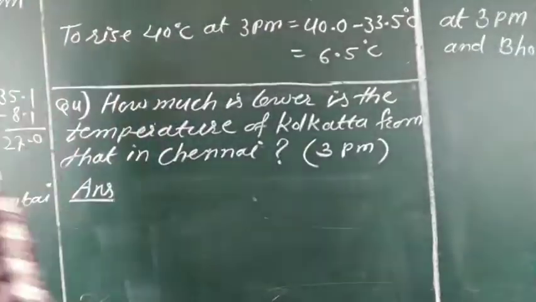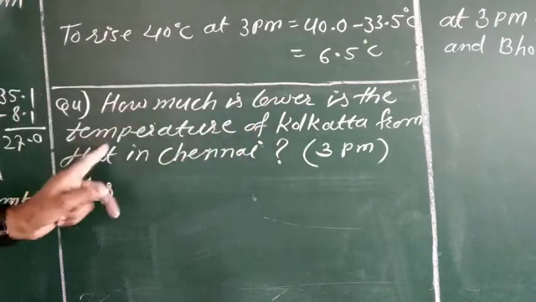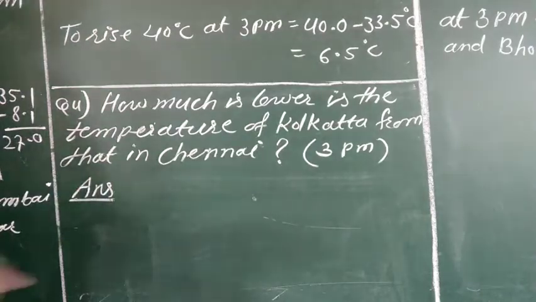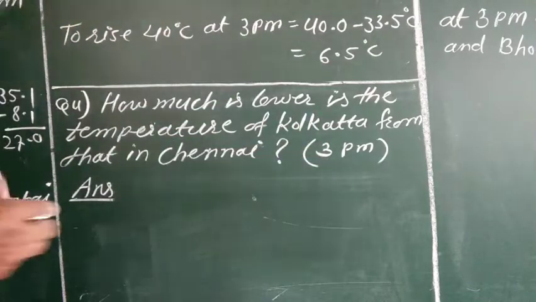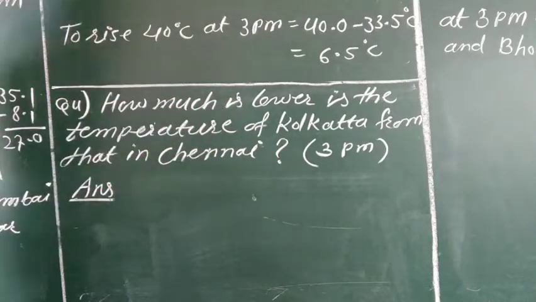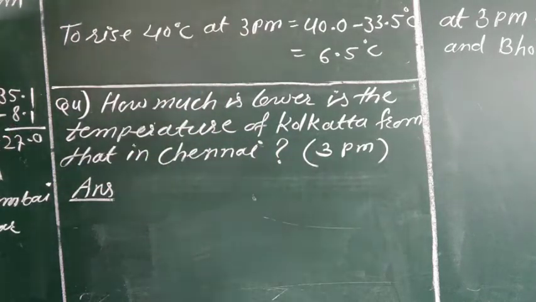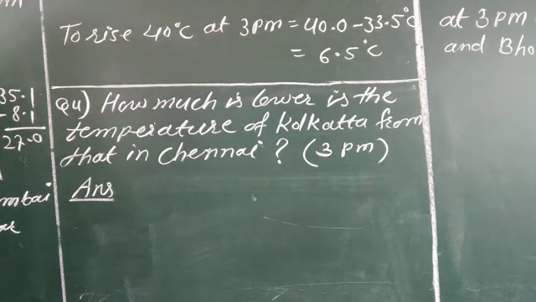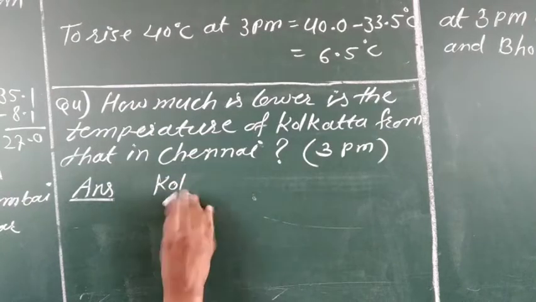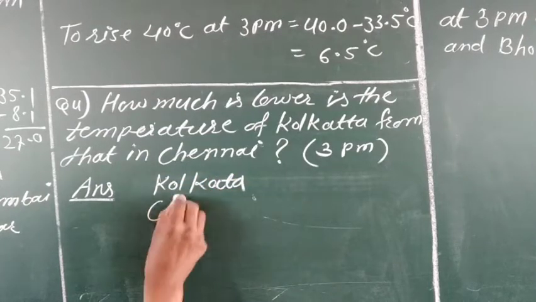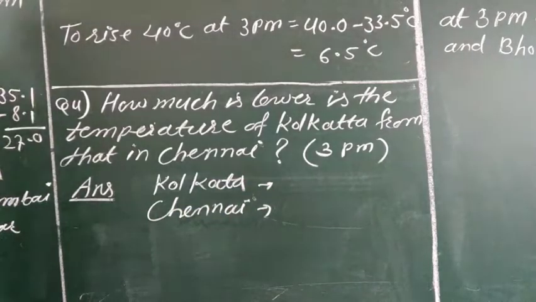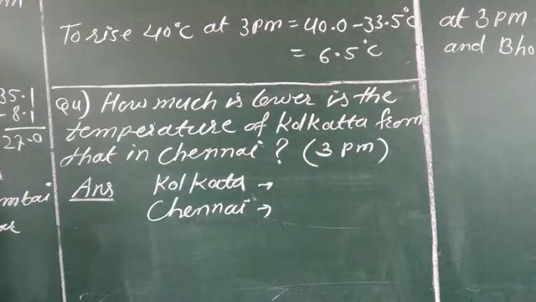Now next, see, how much lower is the temperature of Kolkata than that of Chennai? Time is given, 3 PM. So see the temperature at 3 PM. How much is the temperature of Kolkata lower than the temperature of Chennai? That means how much lower is Kolkata's temperature than Chennai's at 3 PM? So see, it is Kolkata and it is Chennai. First of all, write the temperature of Kolkata and Chennai at 3 PM. See, you can take it from your chart.